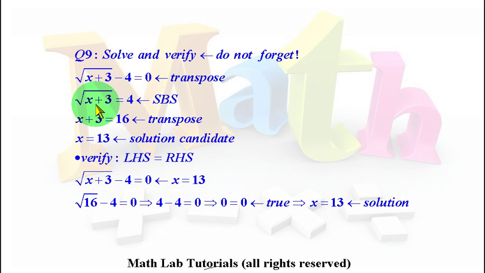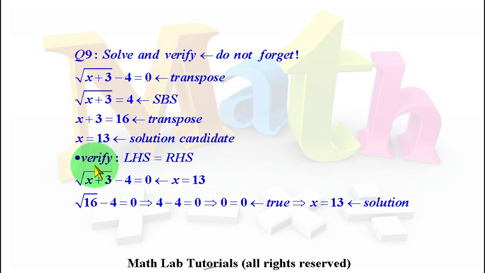Squaring the left-hand side removes the radical. We get x plus 3, and then 4 squared is 16. So that's the radical-free equation, and we obtained it by squaring both sides. The next move is to bring the 3 over to the right-hand side to transpose, and then we get x equals 13 as the solution candidate.